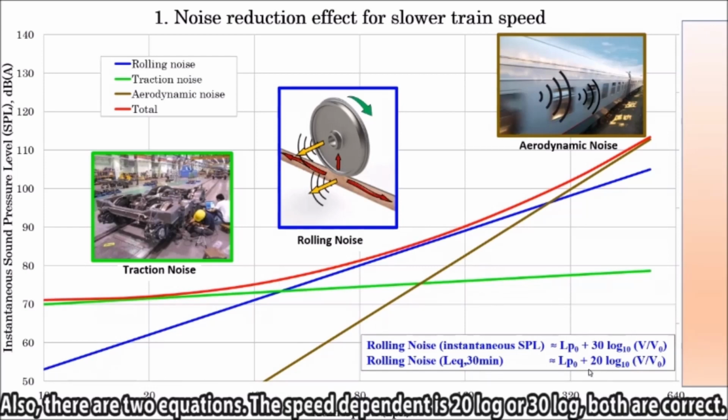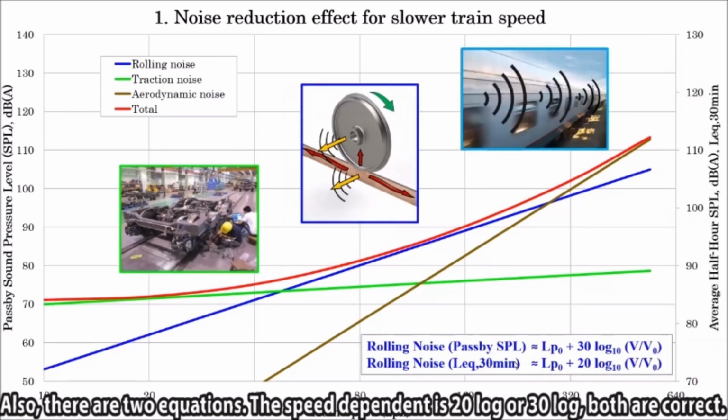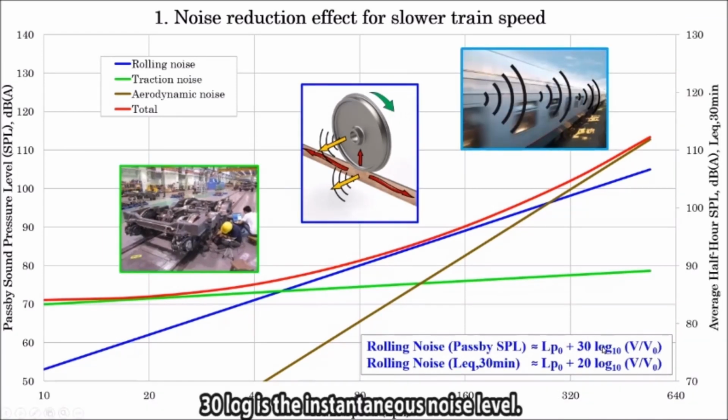Also, there are 2 equations. The speed dependence is 20 log or 30 log. Both are correct. 30 log is the instantaneous noise level.